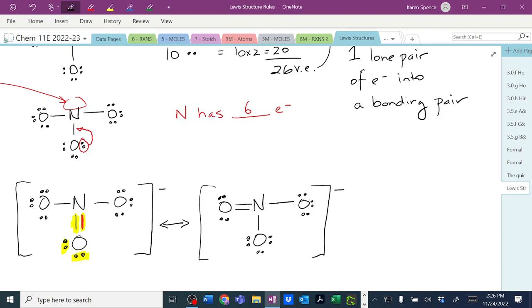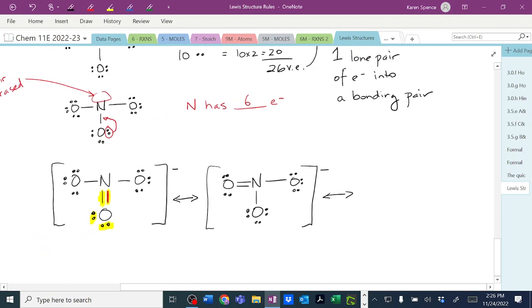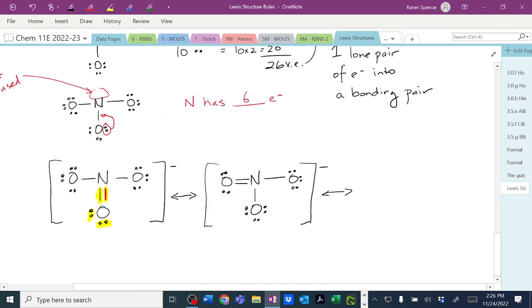Is there another possibility? Yes. If there are 3 and you are asked to show resonance structures, that's what they're called, you have to show all 3. I will write that down in just a moment.